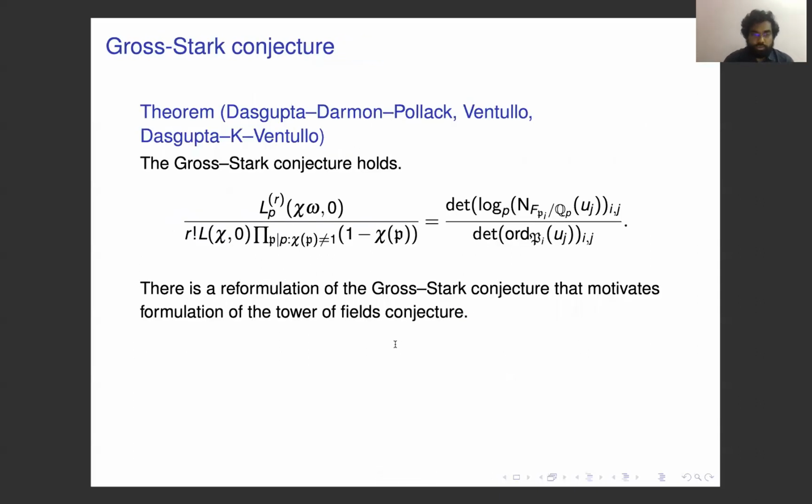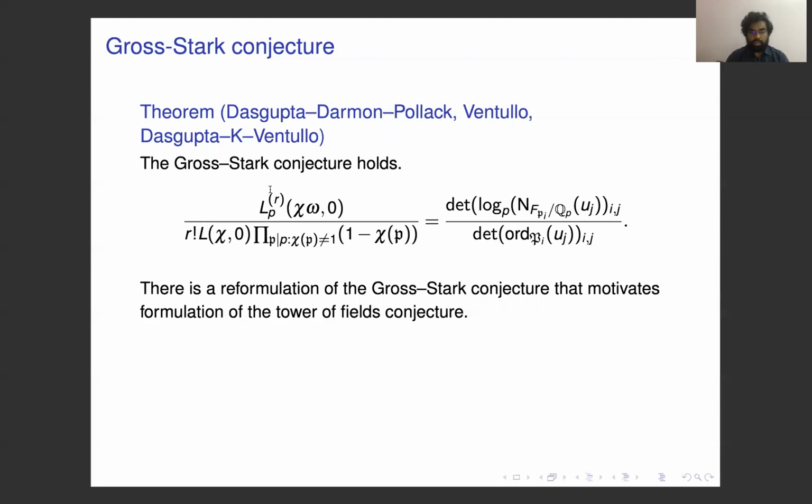All right, so what's known about this? Well, this conjecture is basically completely known. So the Brumer-Stark conjecture holds, which means that this formula holds. This is just the formula copied from the previous page. So this was proven when r equals 1 by Dasgupta, Darmon, and Pollack, with some conditions which were later removed by Ventullo, and then the general case for r bigger than 1 was proven with Dasgupta and Ventullo.